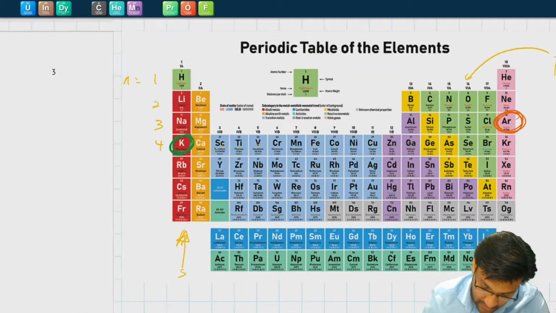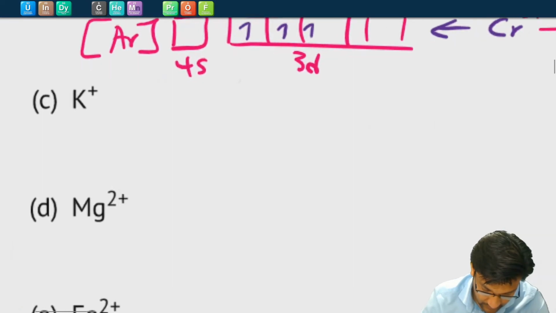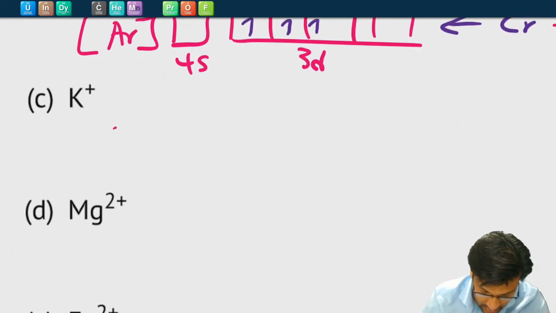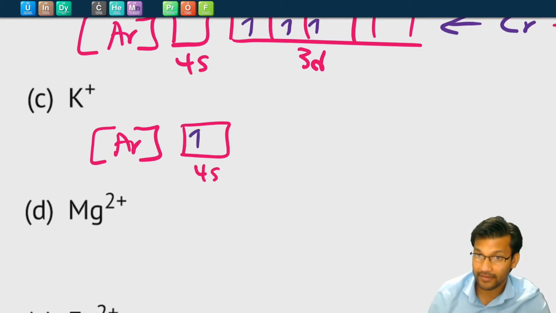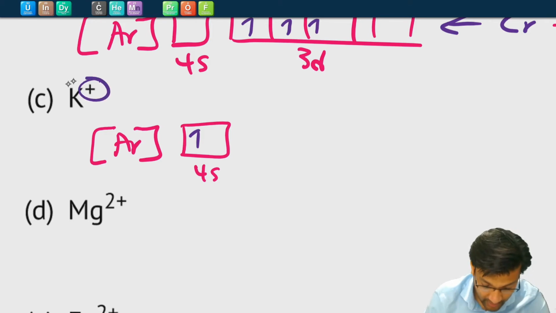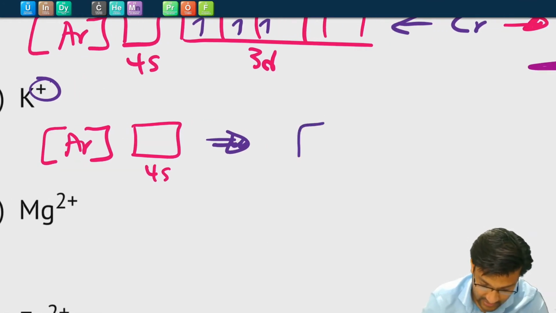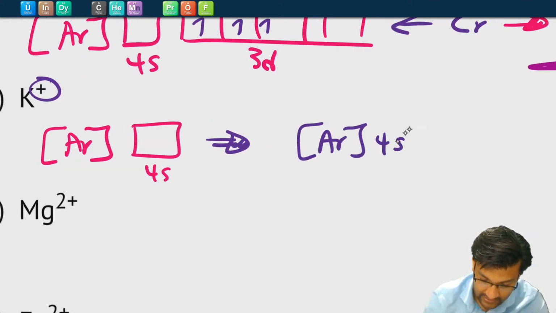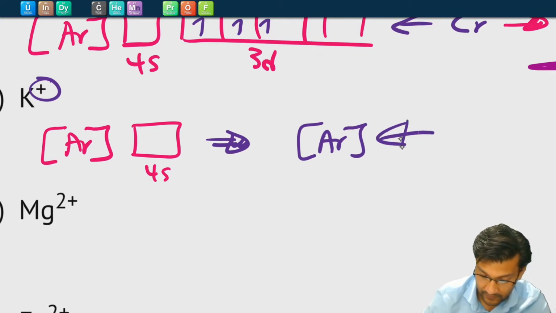Potassium. So for potassium, we're going to start with argon again, and we only need the 4s subshell. And it'll have 1 electron in it. So argon, then 4s box, and it'll have 1 electron in it. Right? To form K plus, we need to remove that 1 electron. So this is the electron configuration of potassium. It's just argon, 4s 0, or you can even ignore the 4s 0, and it's just argon.